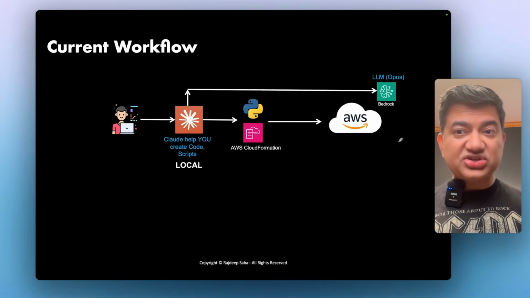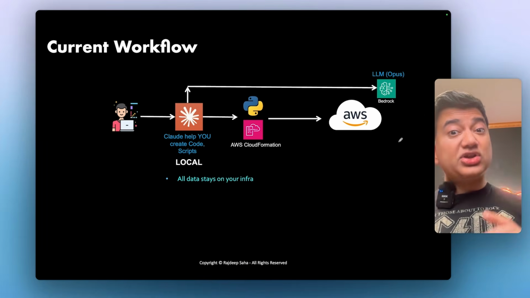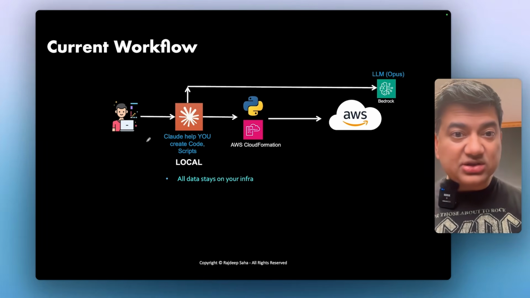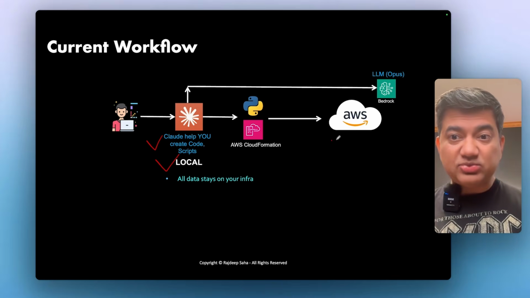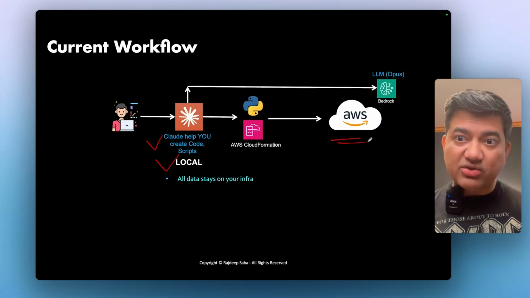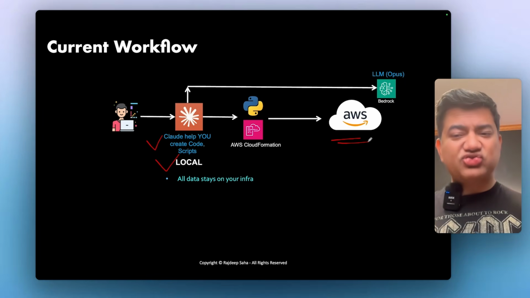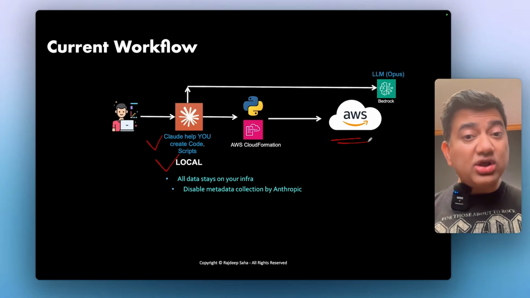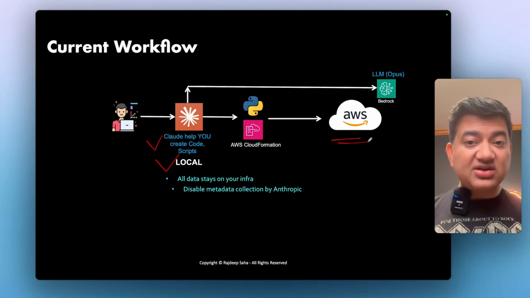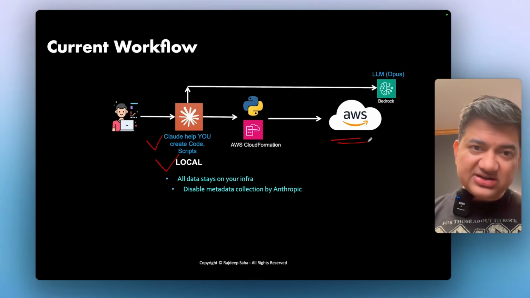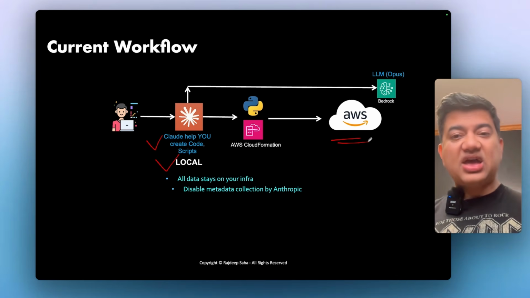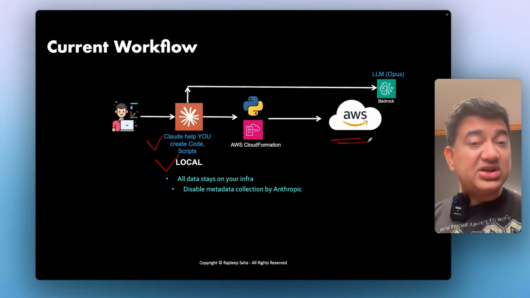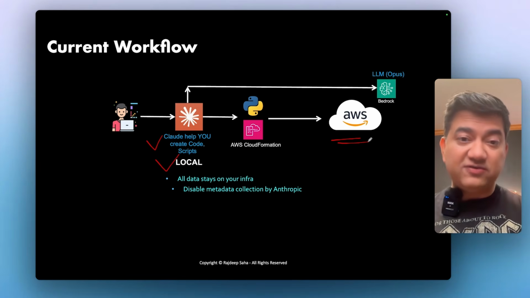So what are the advantages of this? All data stays on your infrastructure because this Claude Code is on your local machine given by your company, and this AWS account is your company account, so you can enforce strict security controls. You can also disable metadata collection by Anthropic. By default, they get some statistics on how much you are using, how many tokens, but you can also disable it, making it fully secure.